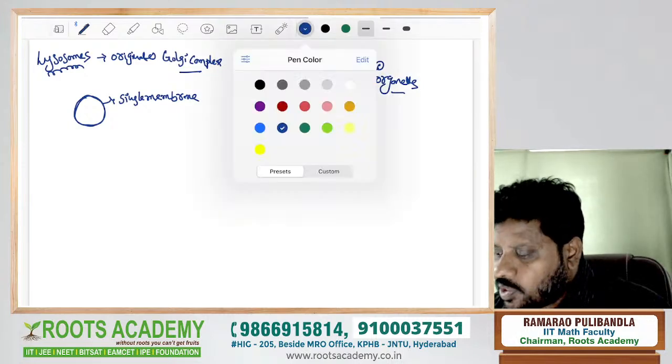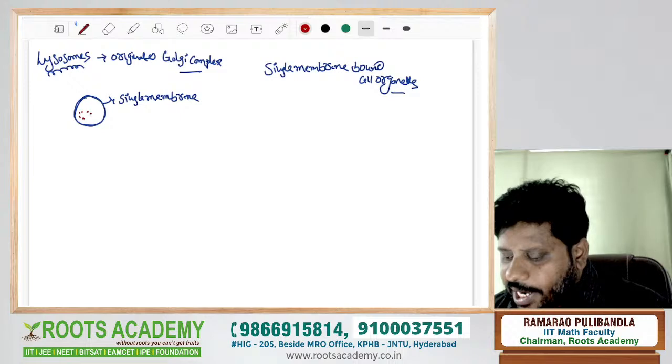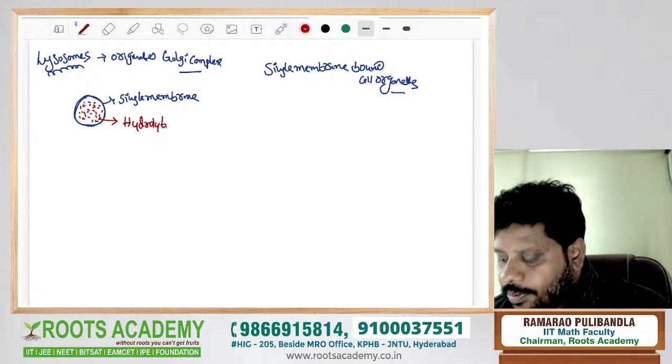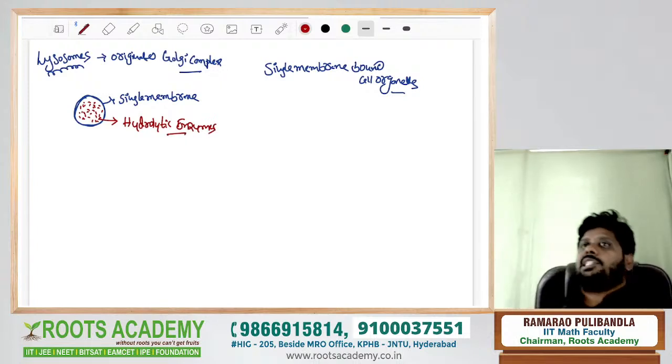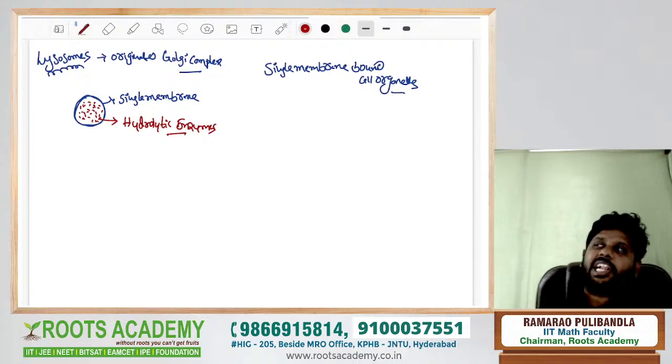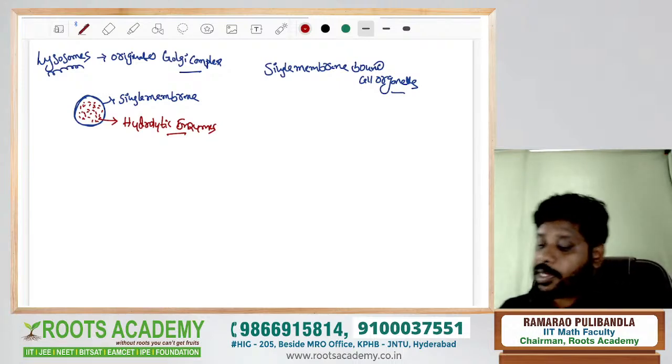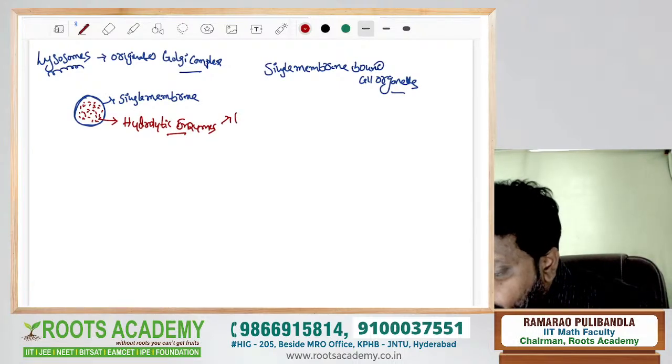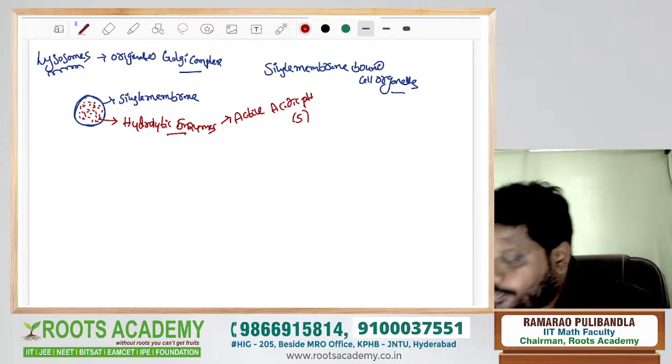And inside the lysosome, many different types of hydrolytic enzymes are present. Inside this single membrane, different types of hydrolytic enzymes are present. These hydrolytic enzymes are active in acidic pH. Compulsory question, that is 5.